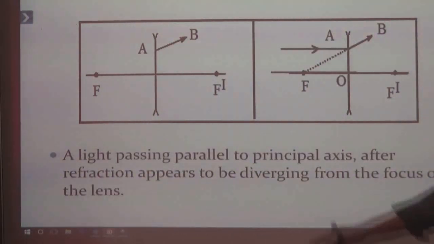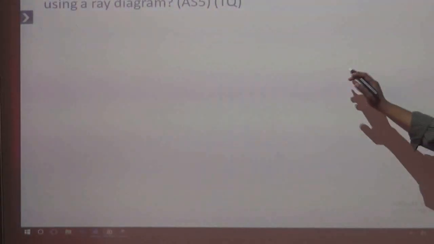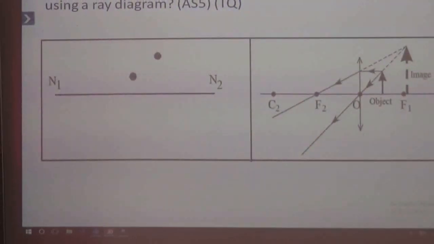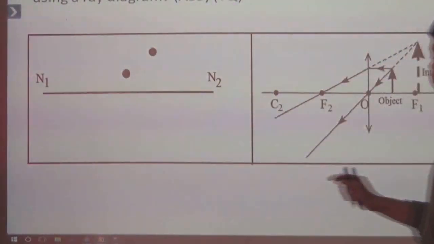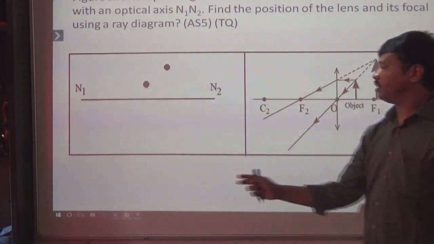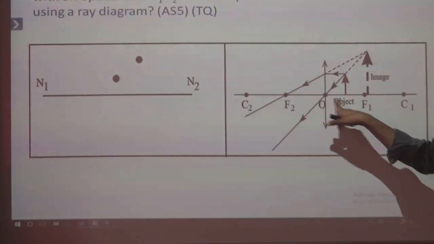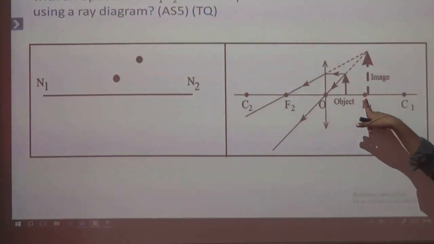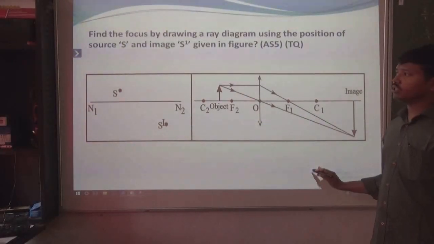Again, the light ray passing parallel to the principal axis after refraction appears to be diverging from the focus of the lens. Next, another question: different situations of the objects, with 1 and 2 points. These are where the object is situated and the image. The first dot indicates the object, the second dot indicates the image. This is the case of the simple microscope, that is the sixth case. Because the object is between the optic center and focus, the image is a virtual erect image.